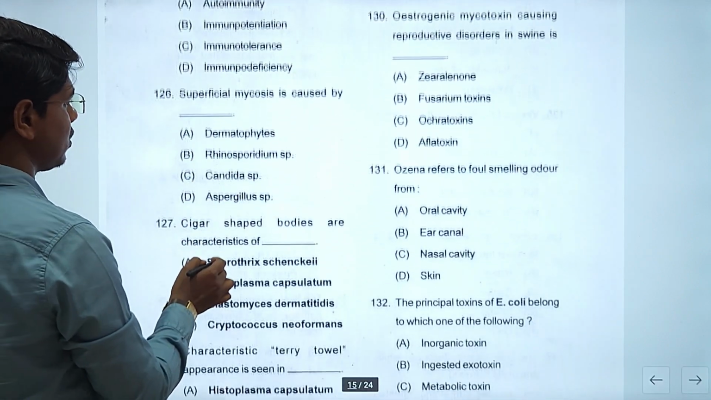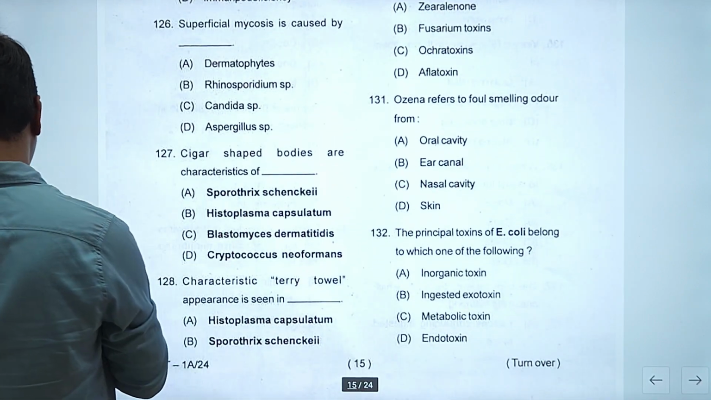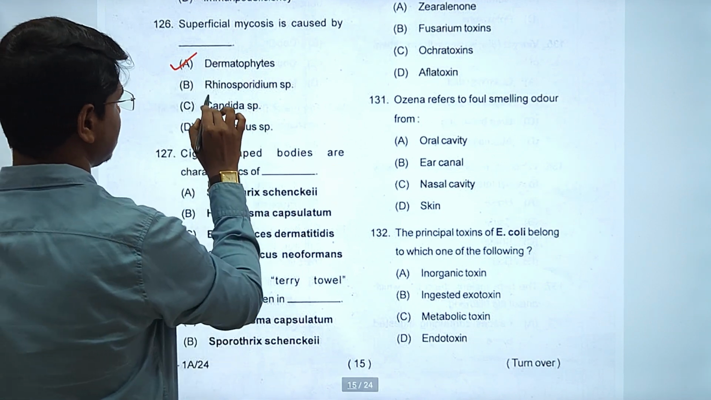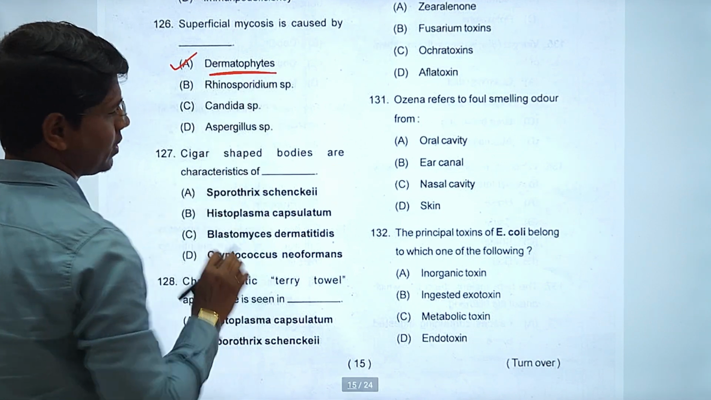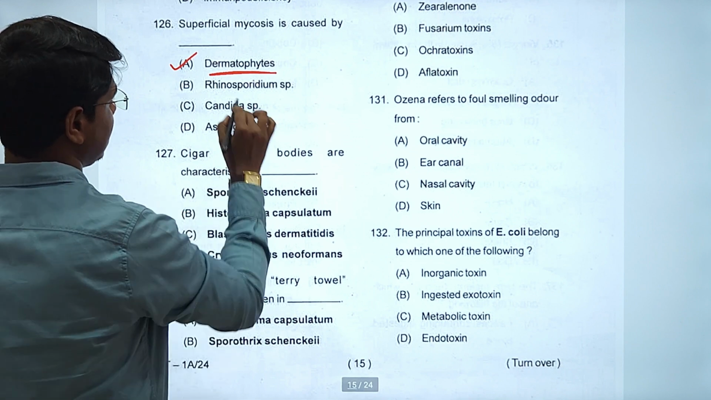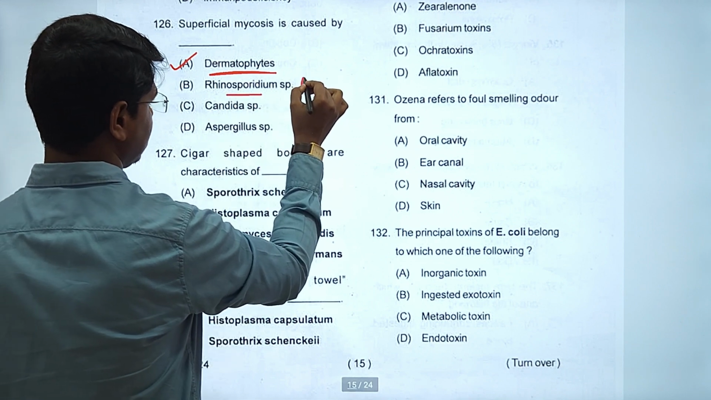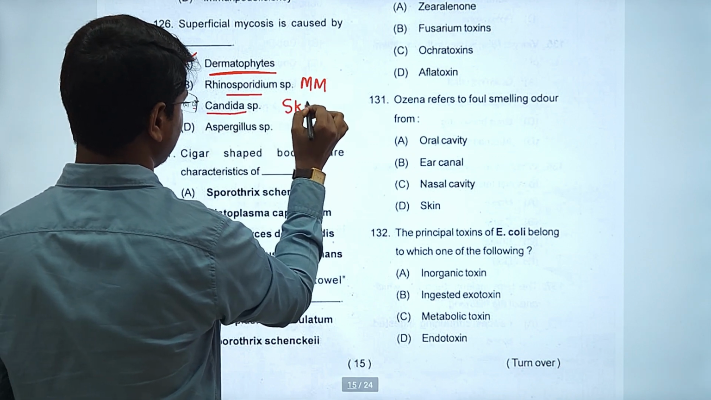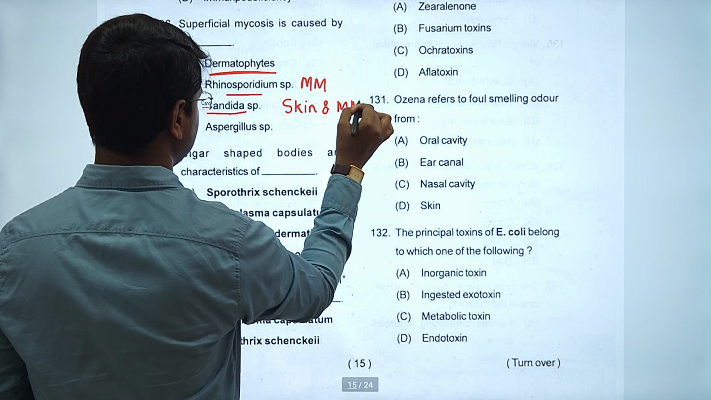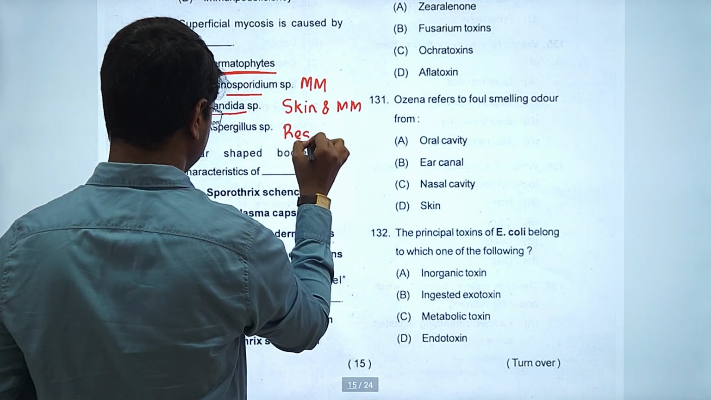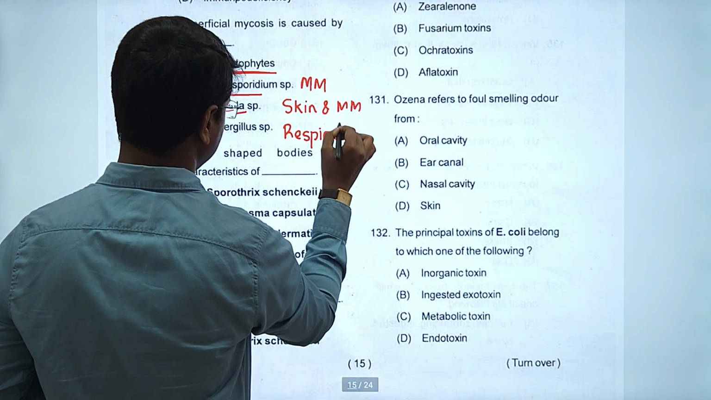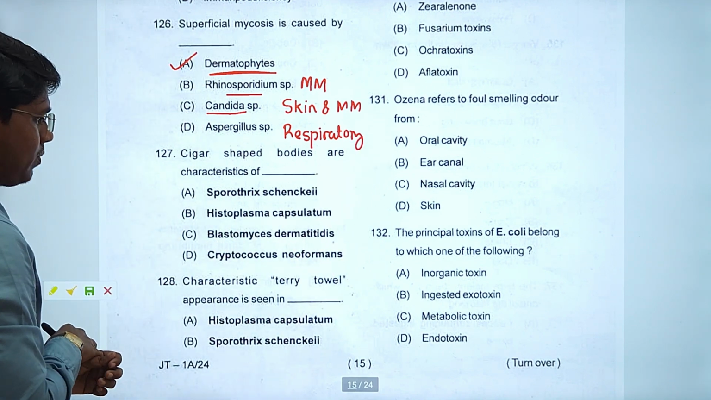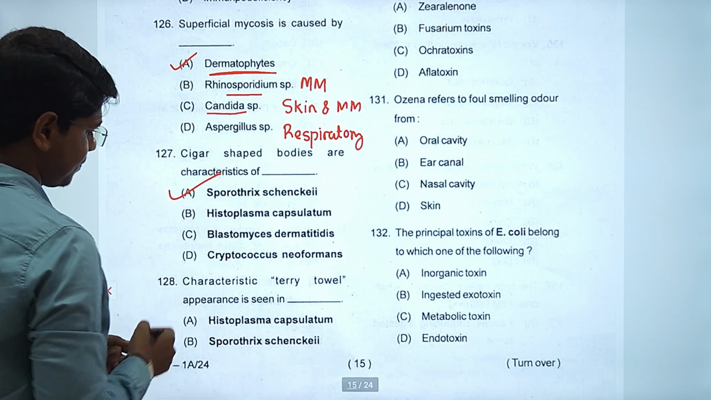Superficial mycosis is caused by, this is most commonly by dermatophytes. They are basically known as ringworms, but all of them can produce some skin lesions, or they are more particular about superficial mycosis. Rhinosporidium can cause nodules on the mucous membrane. Candida, both skin and mucous membrane. Aspergillus is mostly responsible for the infection in the respiratory system.